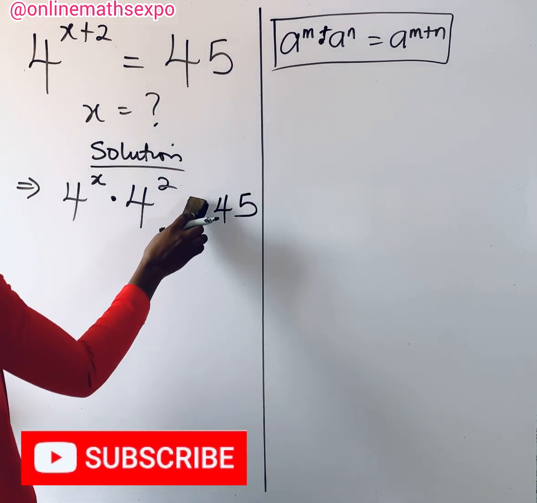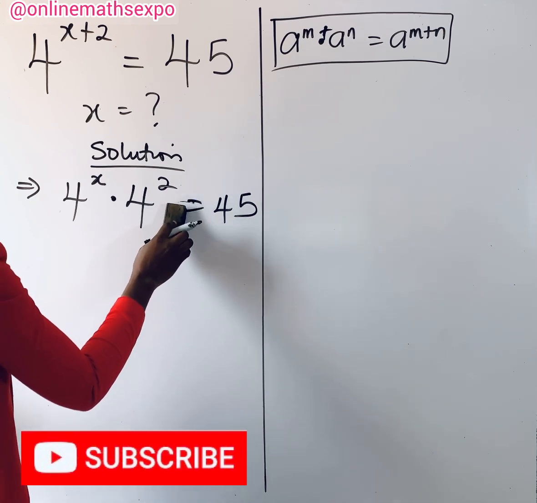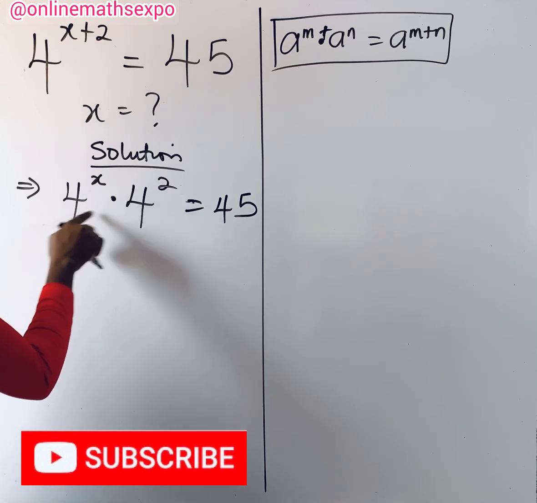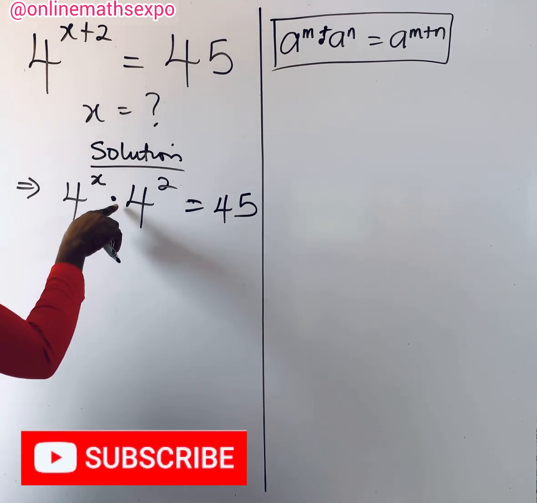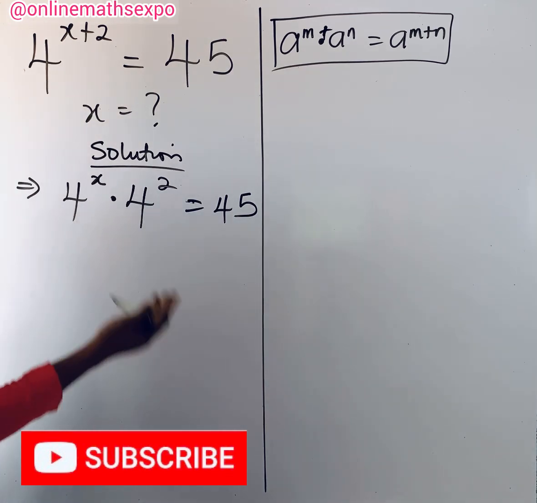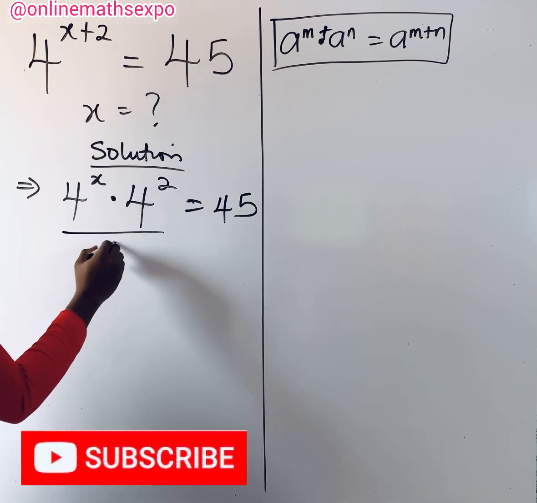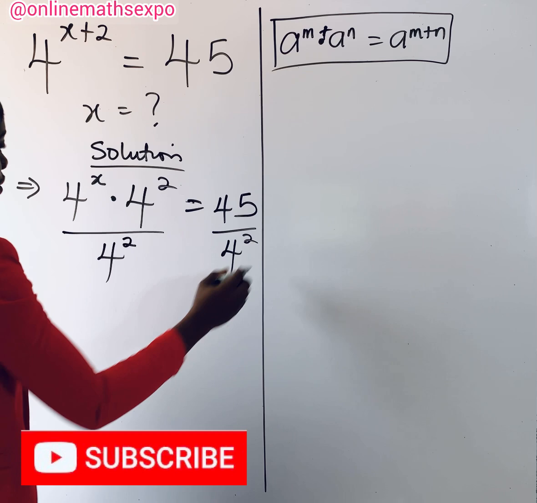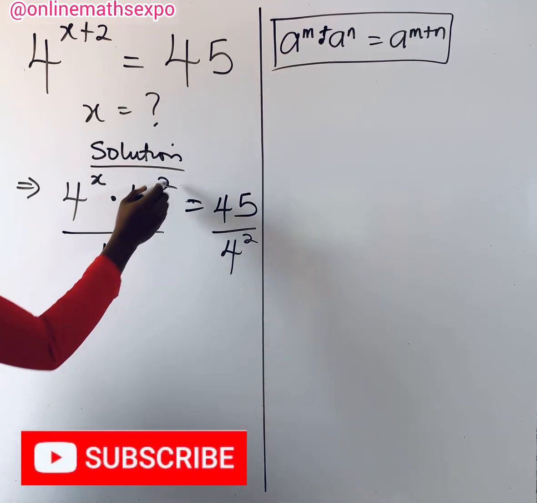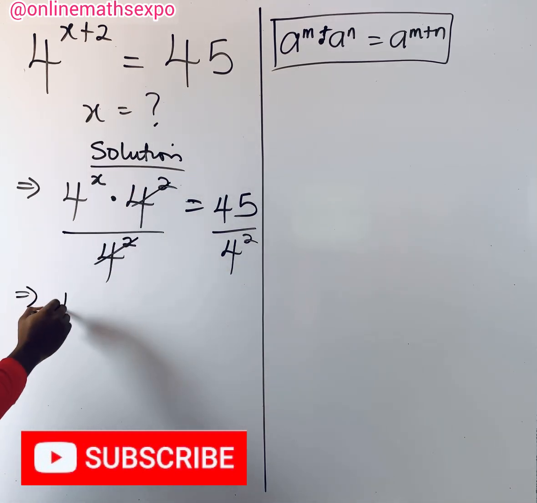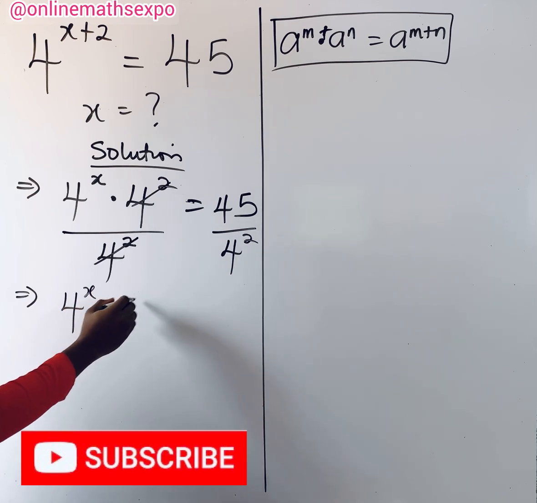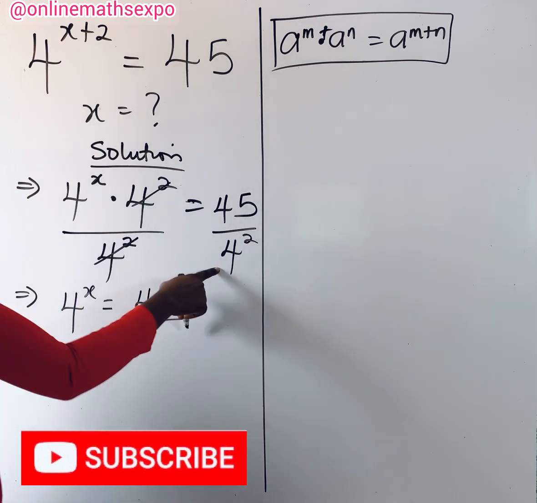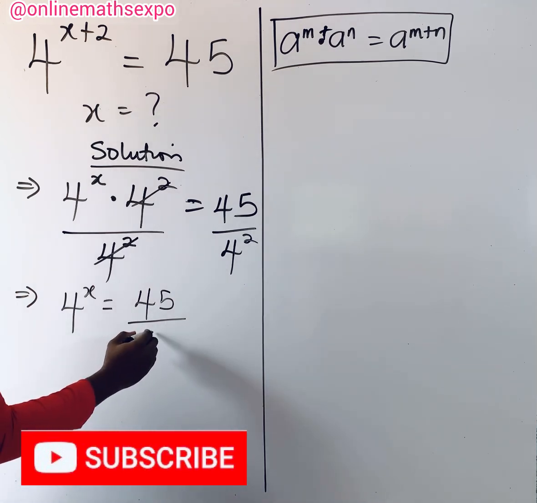Okay, so what do we do again? You observe carefully that at this point, these two are multiplying. So to remove this, the opposite is to divide. So we're going to divide by 4 to the power of 2 and divide this by 4 to the power of 2. So this cancels this and you'll be left with 4 to the power of x is equal to 45 divided by 4 to the power of 2, okay?